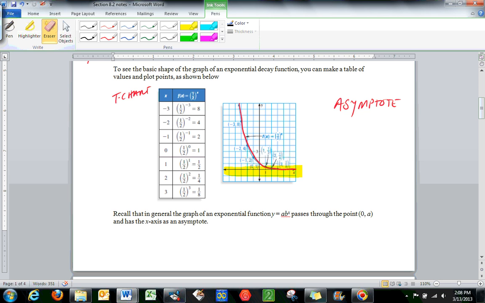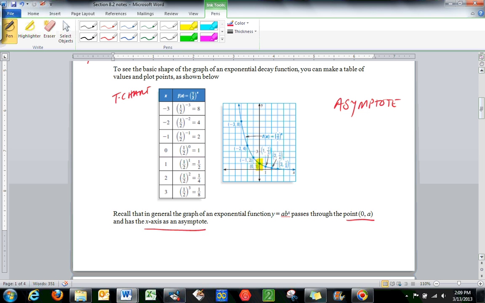Now, I would like to point out one more thing. If you recall, the y-intercept is going to be represented by the a value in general. So you can see here that it passes through the point (0, a), that is the y-intercept, and then in this case the x-axis is still the asymptote. So a couple quick little shortcuts to helping us graph this a little bit quicker.